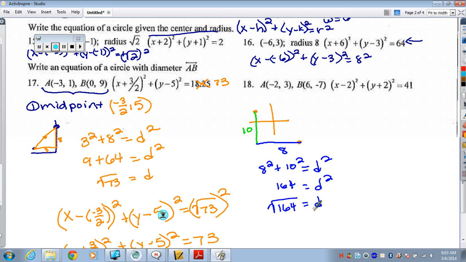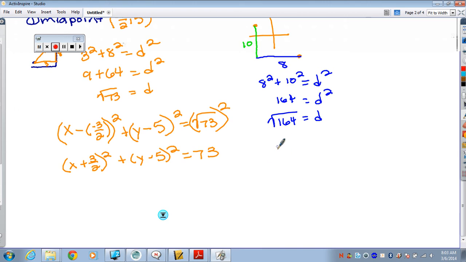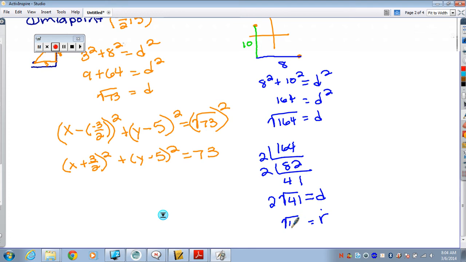So from here, if I'm taking the square root of 164, I need to simplify that. 164 divided by 2 is 82. Divided by 2 is 41. That is going to be 2 radical 41. That equals the diameter. I need to divide by 2 to get the radius, so that's going to be the square root of 41, and that is the step that I did wrong over here. I have to go back and fix that.